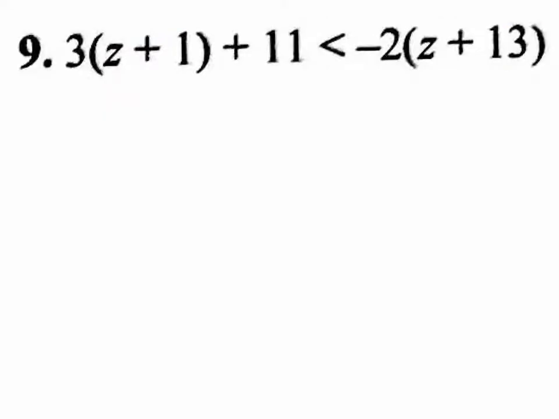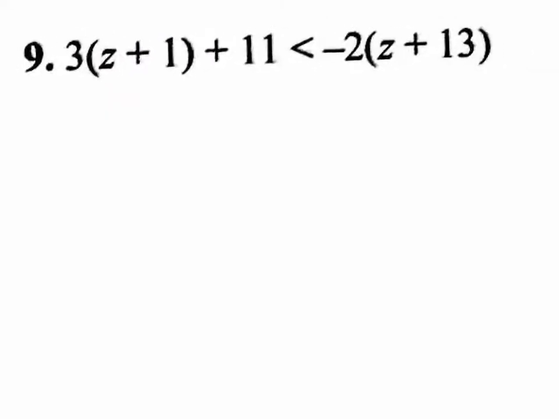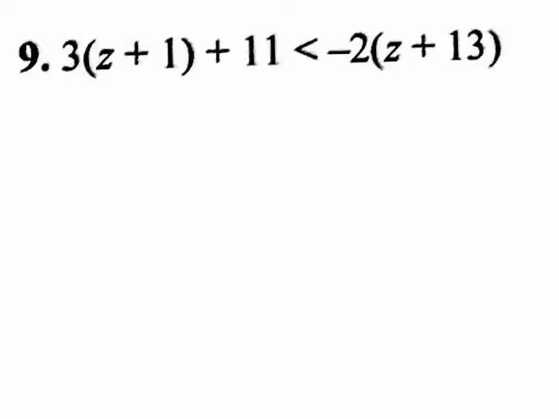Number 9. Fun stuff. Why fun? Because it requires a lot of simplification. Once again, when you have any equation or inequality, the best thing to do is to simplify one side at a time. So let me forget about the left side. Let's just focus. Let's forget about the right side for a little while and simplify the left side. So let's distribute and combine like terms. That's what simplifying is. 3 times z is 3z. And then 3 times 1, that's +3.